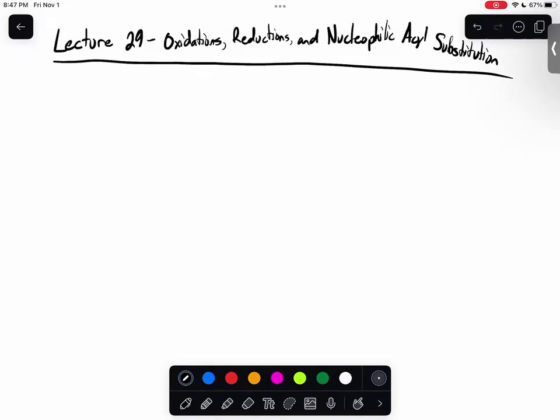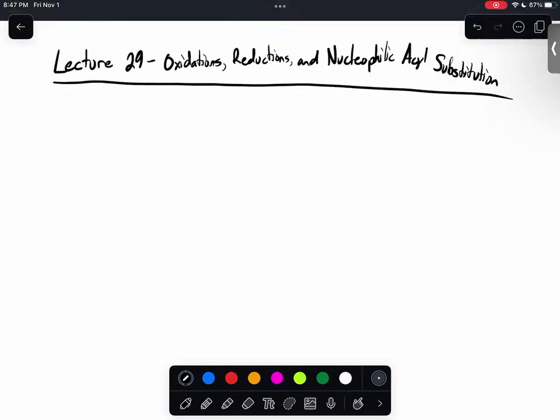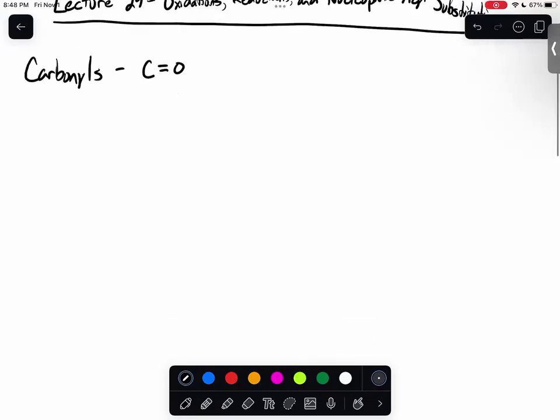For today's lecture, we're going to start by focusing on the nucleophilic acyl substitution side. This is all to do with these functional groups called carbonyls. Carbonyls, I'm sure you are aware at this point, is any carbon-oxygen double bond with any substituent off of it. With these carbonyls, they can do some really interesting chemistry, and it's called nucleophilic acyl substitution.